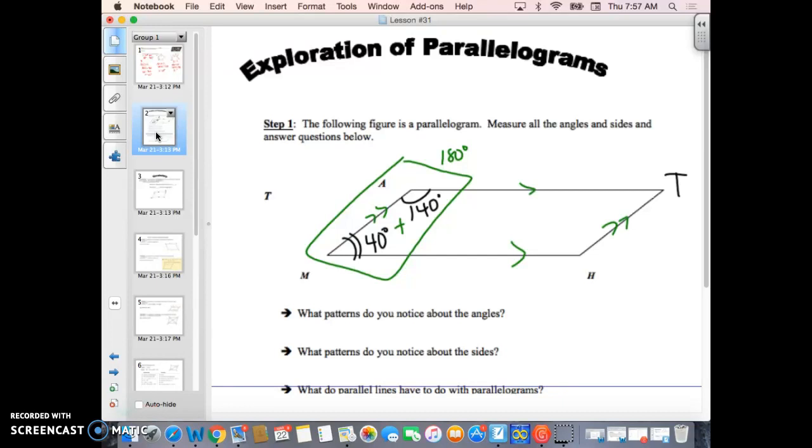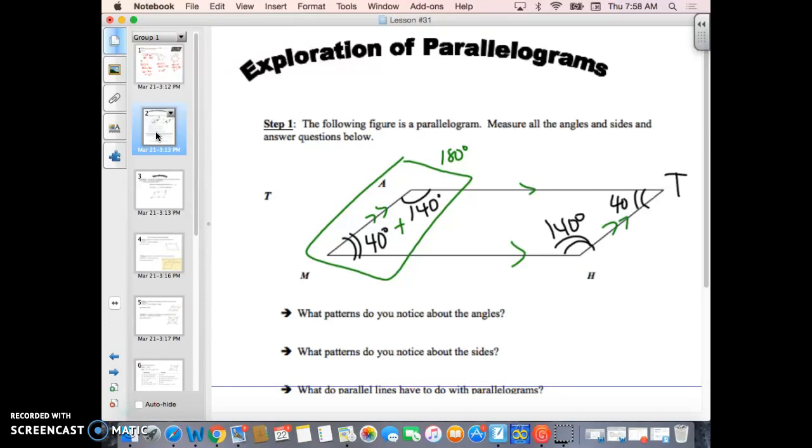All right, and another thing you should notice about this is that this angle over here is also 140 degrees, and this angle over here is 40 degrees. And again, the reason for that is parallel lines cut by a transversal. If we made the transversal line a diagonal, you would see that you have alternate interior angles as well.